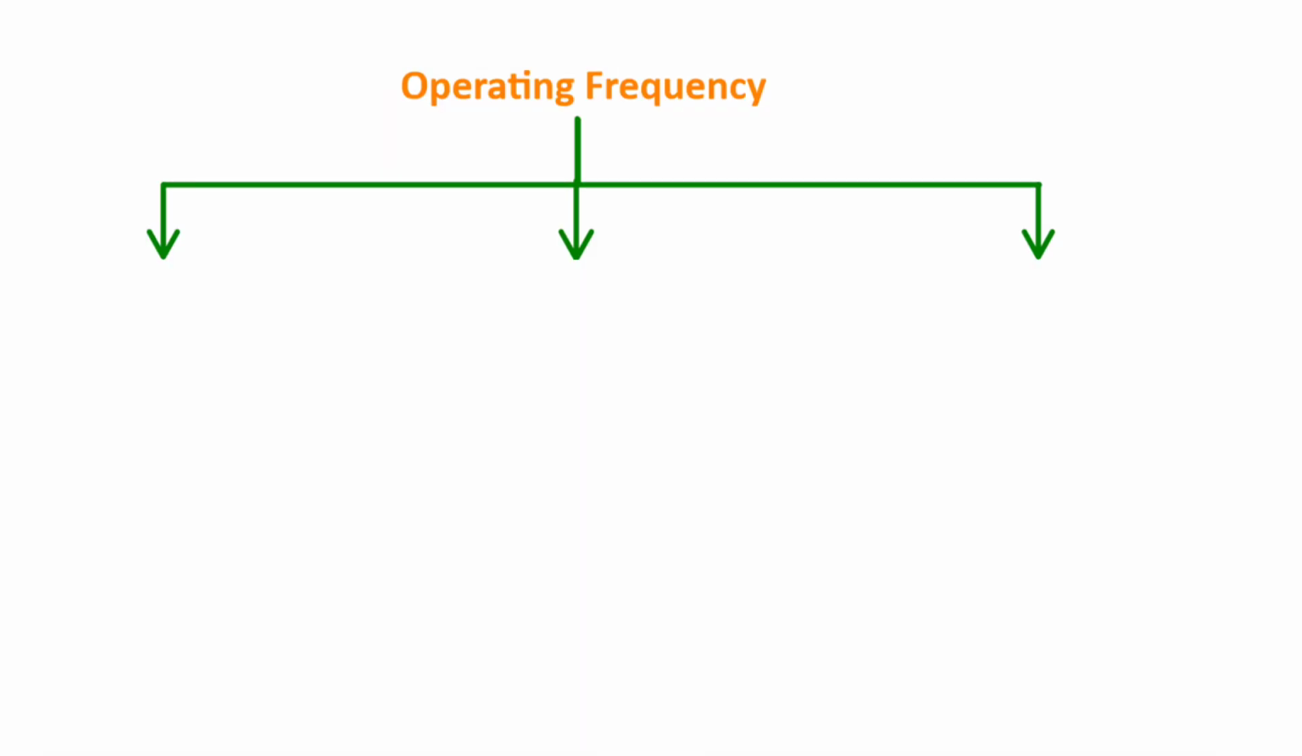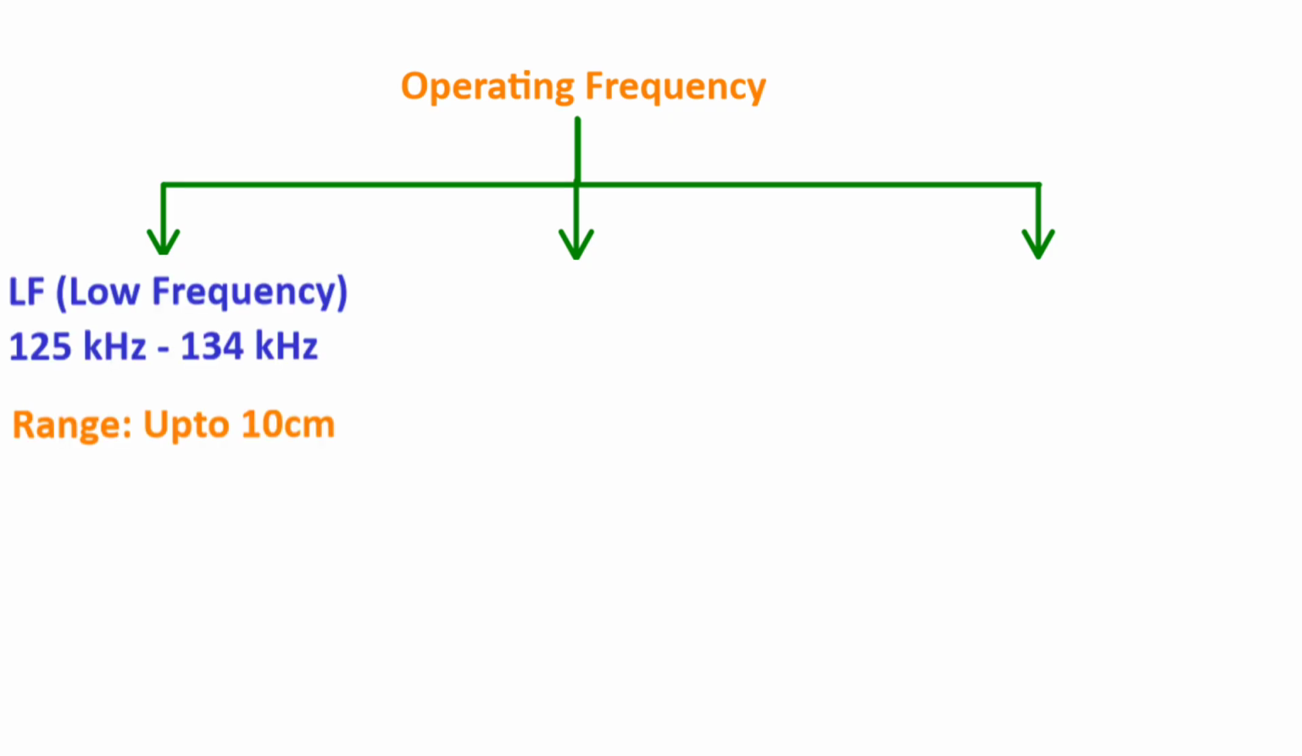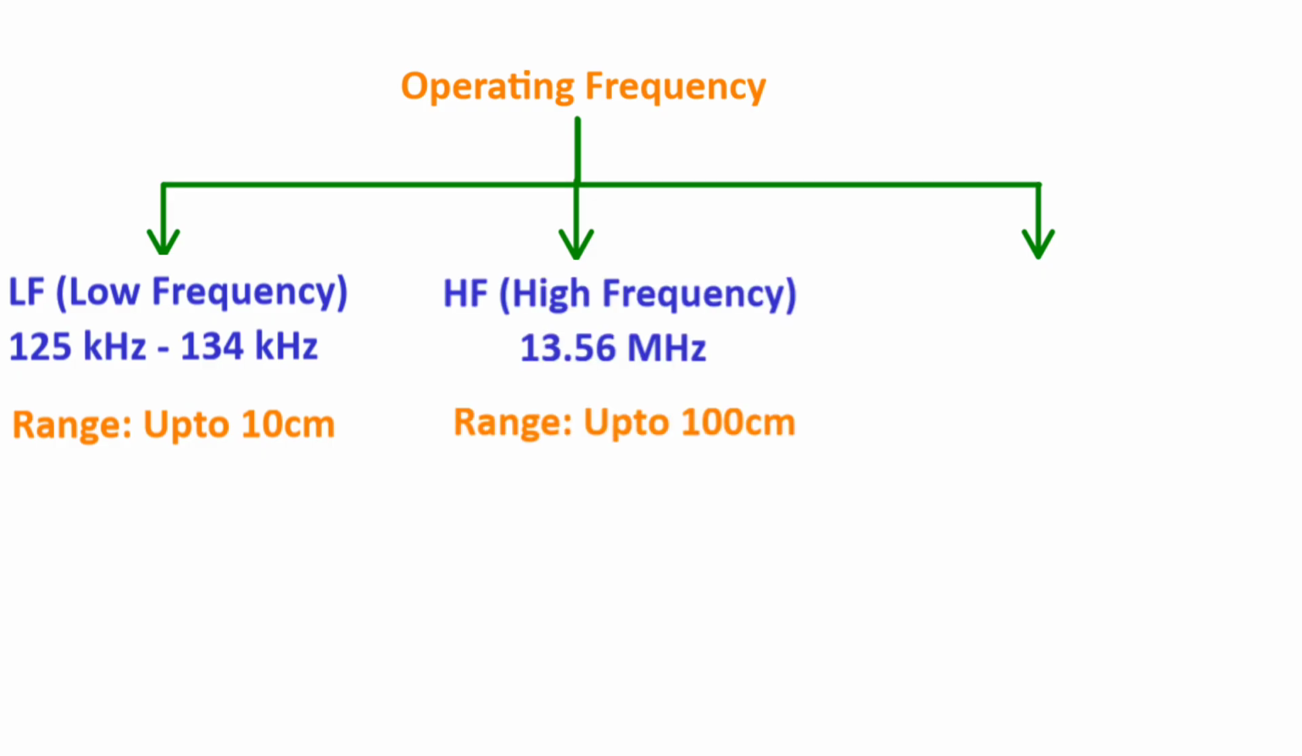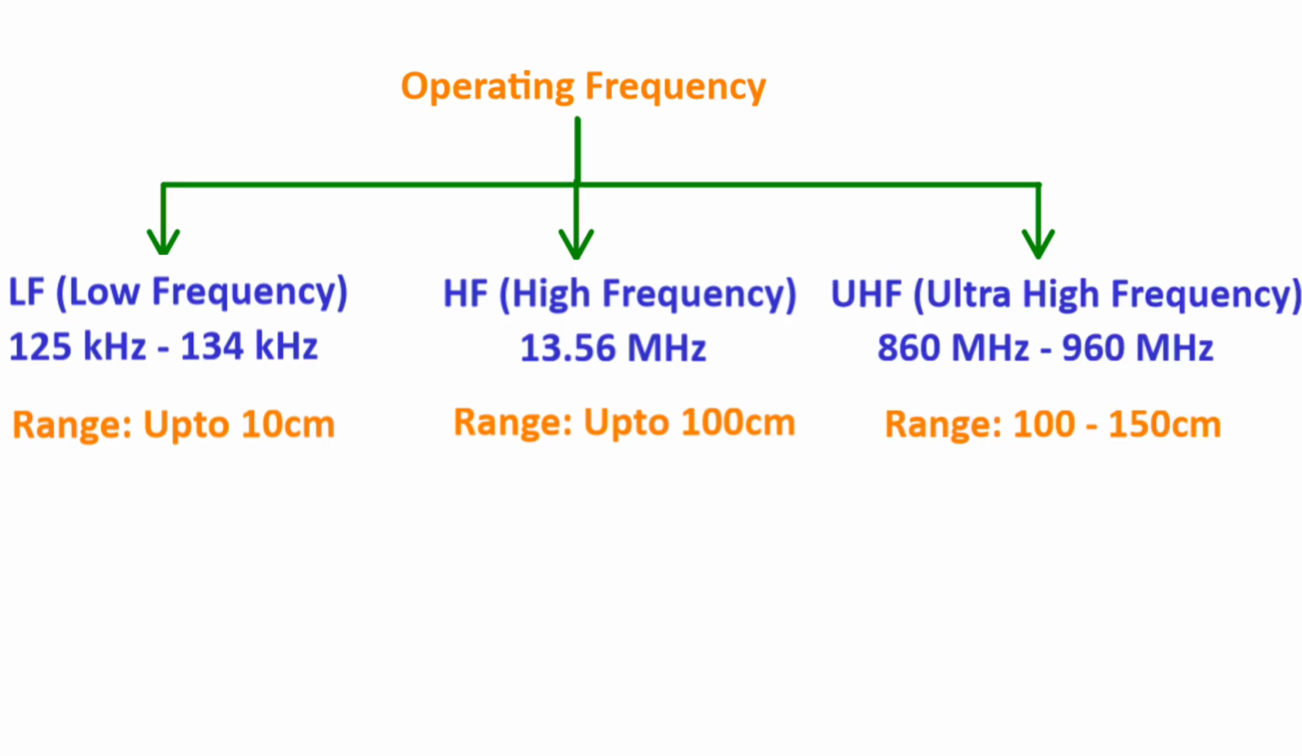Now the RFID is operated mainly in three types of frequency bands. The first one is a low frequency, which ranges from 125 to 134 kilohertz. And if the tag and the reader are within 10 centimeters of the range, they can communicate perfectly fine. The second one is a high frequency, which is exactly 13.56 megahertz, and it ranges up to 100 centimeters. The third one is the ultra high frequency, which ranges from 860 to 916 megahertz, but its range is quite high, 100 to 150 centimeters.